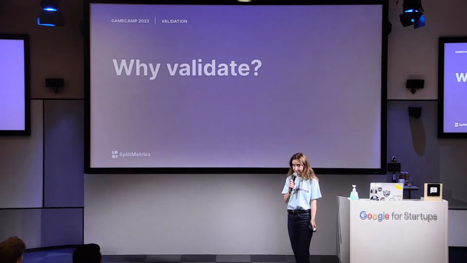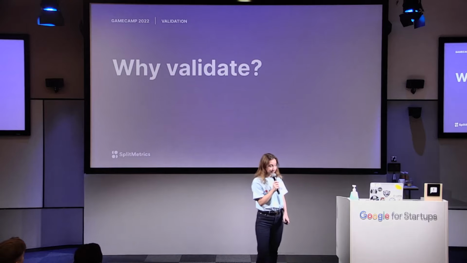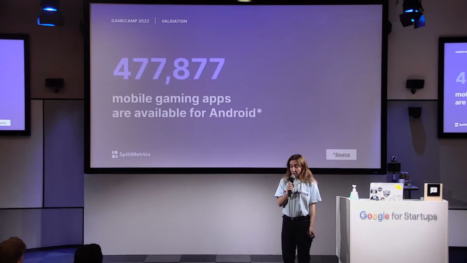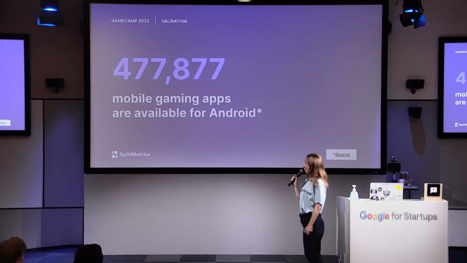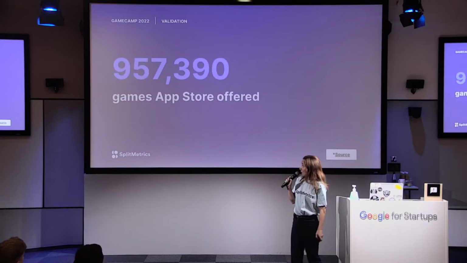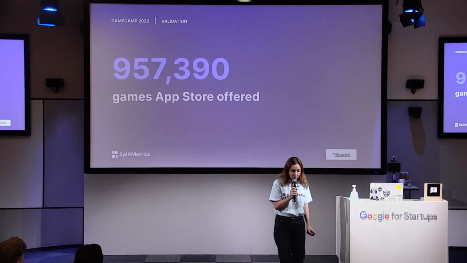So why even validate? You have crazy ideas, or your boss has some crazy ideas. Why couldn't you implement them right away? The answer is because of competition, and you probably all know about that. I found statistics. There are lots of games available even on Android, and more games available on the App Store. So the competition is really, really hard.